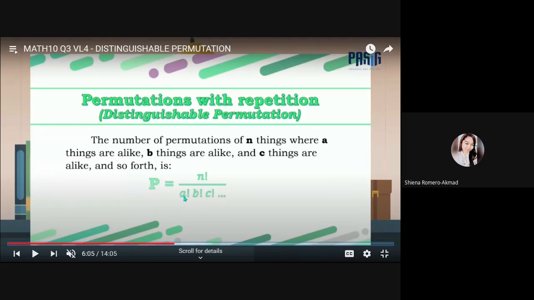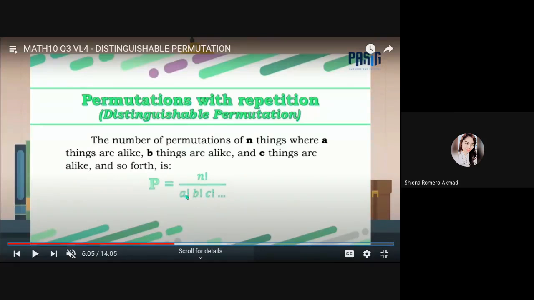Since the only letter with duplication or repetition in the word mom is M, which is 2, we put 2 factorial there. But what if what we answered is number 1 of the pretest, mommy, 3? Then we put 3 factorial there. What if it is not only that one that repeats? There are other letters that repeat. Later, I'll give an example of that.